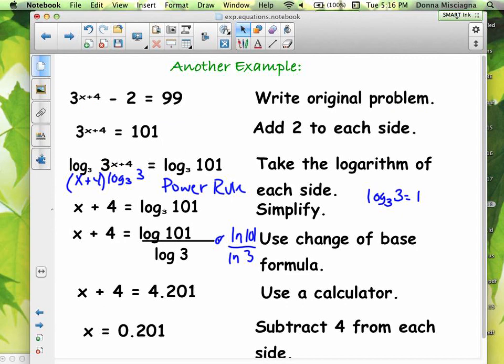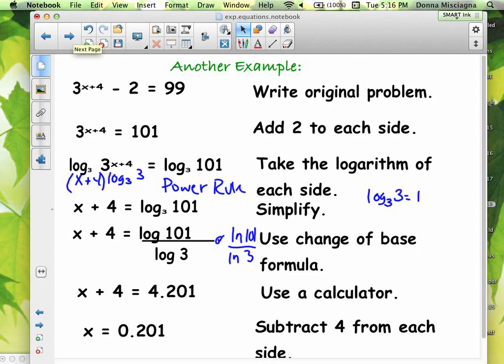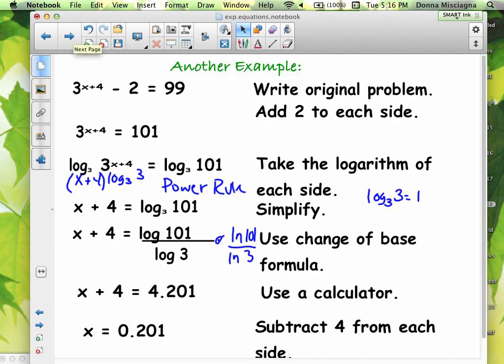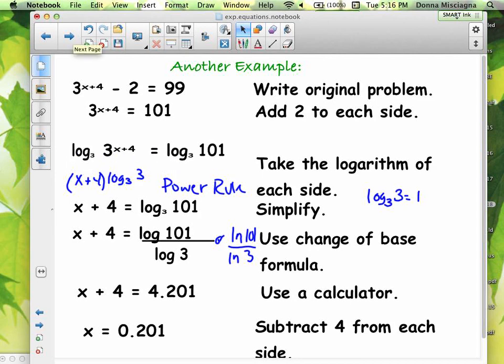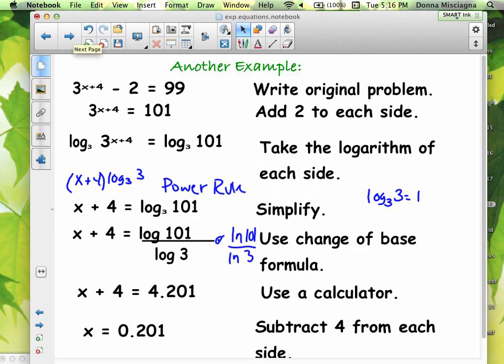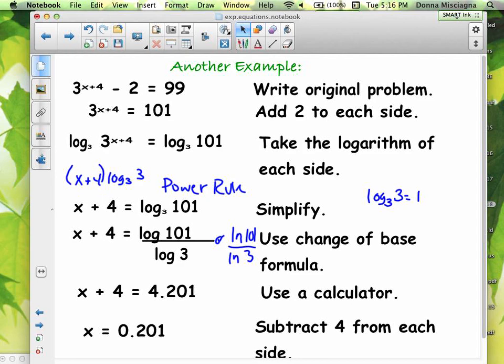All right, so here we have 3 to the x plus 4 power minus 2 equals 99. We have to add 2 to each side so that we can isolate the exponential expression. So now we have 3 to the x plus 4 equals 101. Well, 101 is a prime number, so you're never going to be able to write 101 as 3 to a power. So we're going to have to take a log of both sides. And of course, the base is going to be 3, because 3 is what has the exponent with the variable on it.